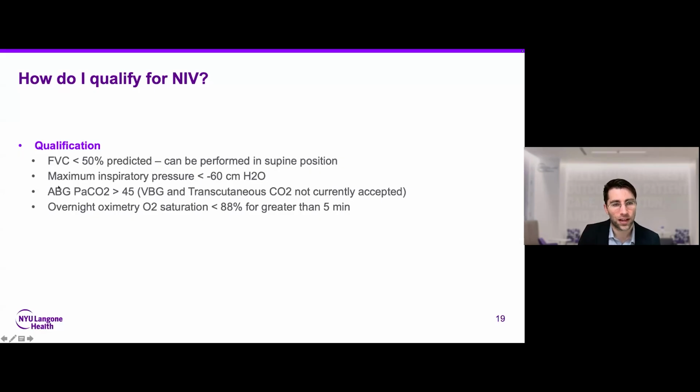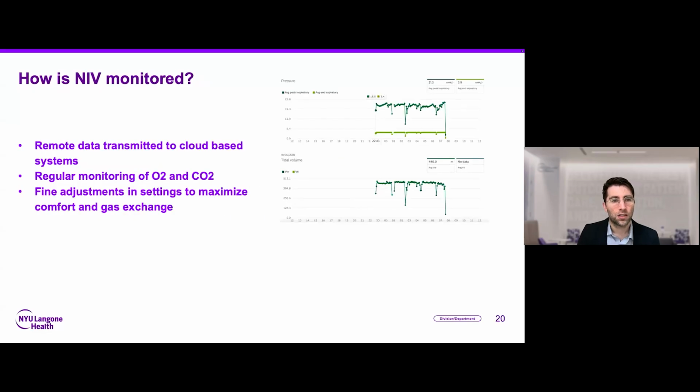The other ways of qualifying are a little bit more difficult. They involve doing an arterial blood gas. Unfortunately, they don't accept transcutaneous CO2 for insurance purposes. Or you could do what's called overnight oximetry, where they monitor you overnight at home, and you have to demonstrate that your oxygen levels drop below 88%. So typically what we're doing in our clinic, and I think most centers, is looking at those spirometry tests and those muscle force tests, and once you qualify, then we generally would consider starting a patient on non-invasive ventilation.